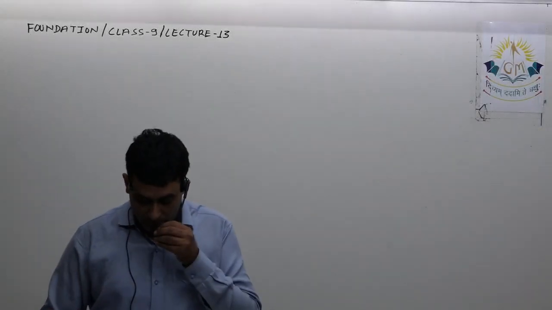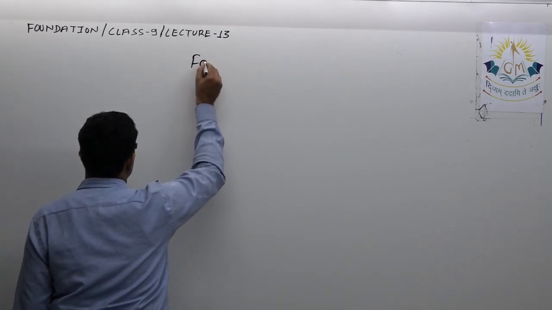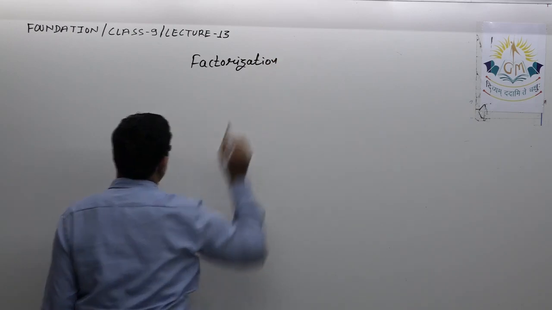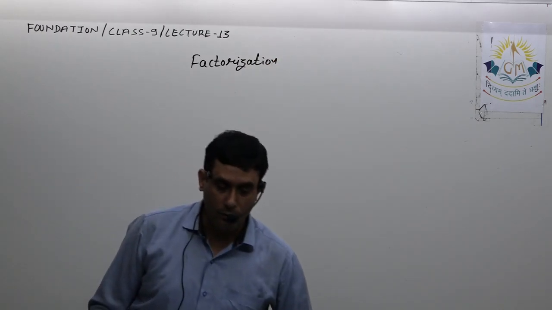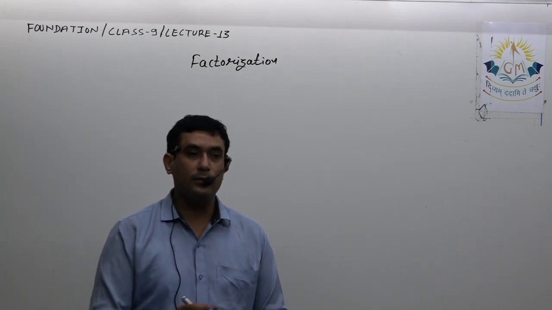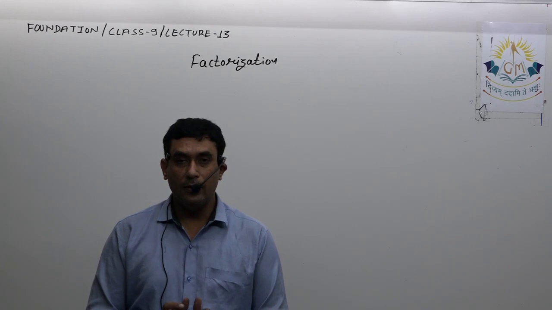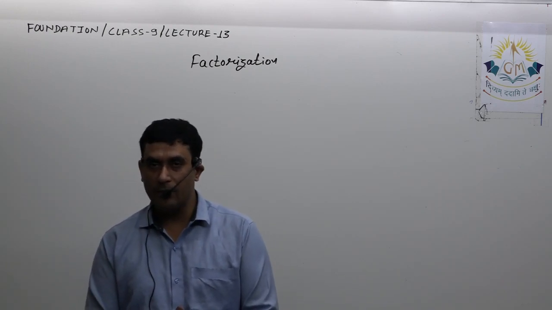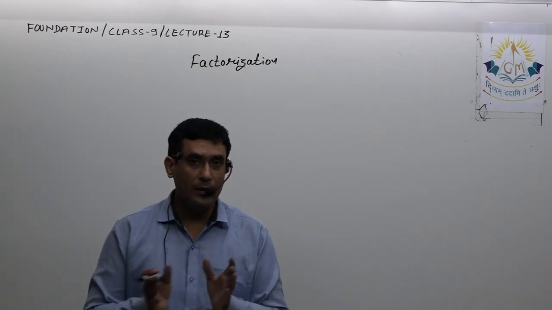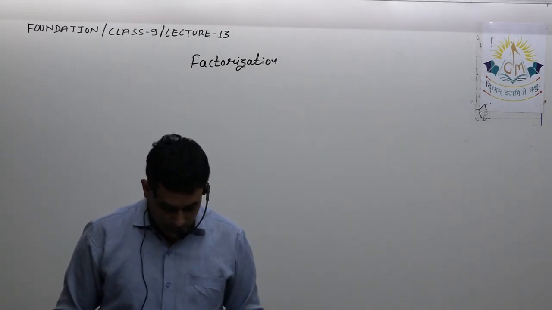Hello friends. Now in this lecture we'll start a new chapter, that is factorization. I hope you know, basically in this chapter we have to take common, and we have to apply identities. By using them we have to express the given expression in the form of the product of some other expressions. So factorization actually means to rewrite the given expression in the form of the product of expressions.